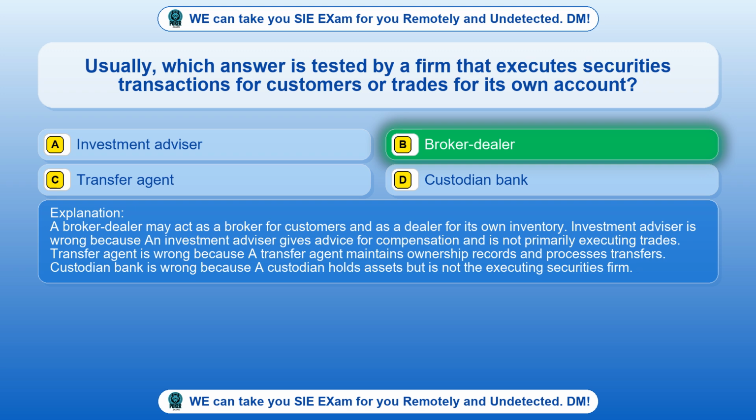Investment advisor is wrong because an investment advisor gives advice for compensation and is not primarily executing trades. Transfer agent is wrong because a transfer agent maintains ownership records and processes transfers. Custodian bank is wrong because a custodian holds assets but is not the executing securities firm.